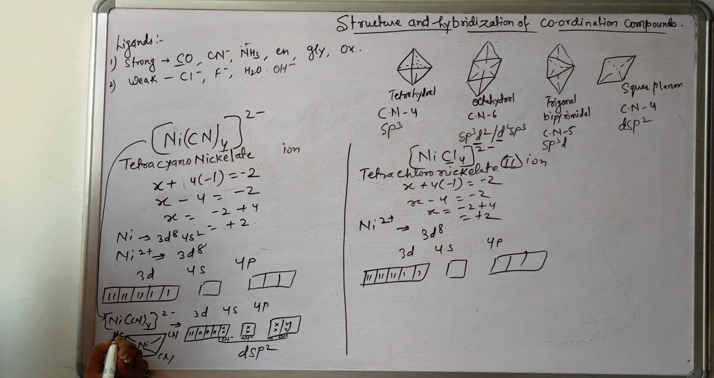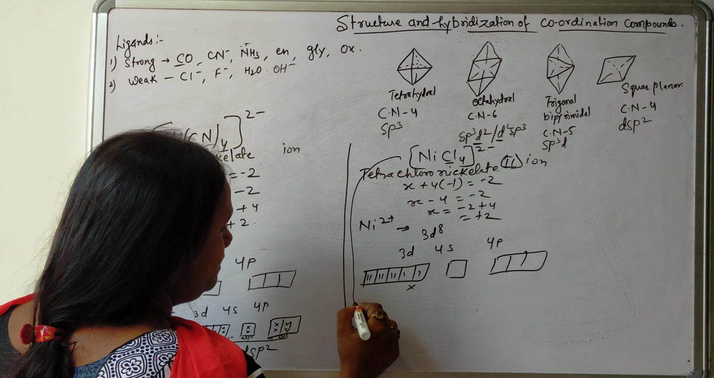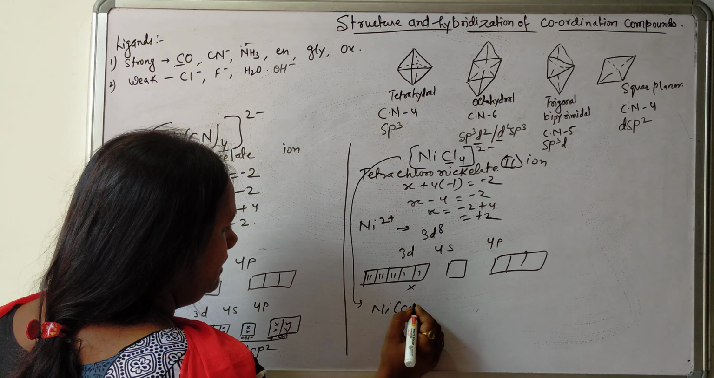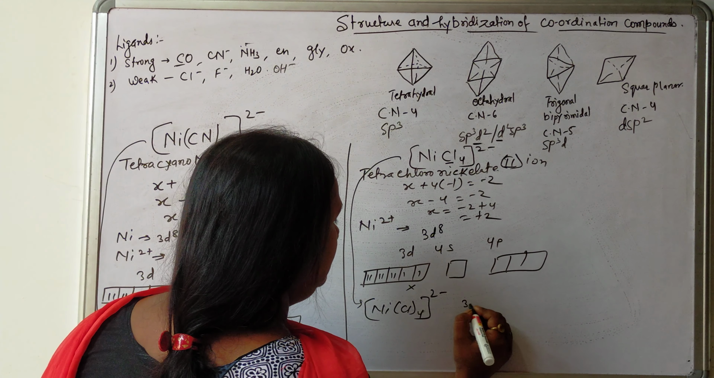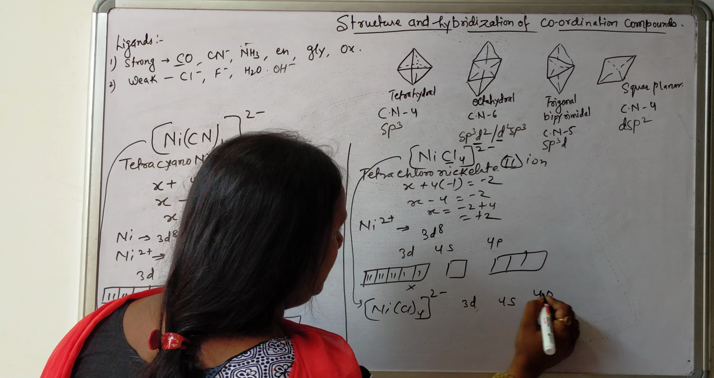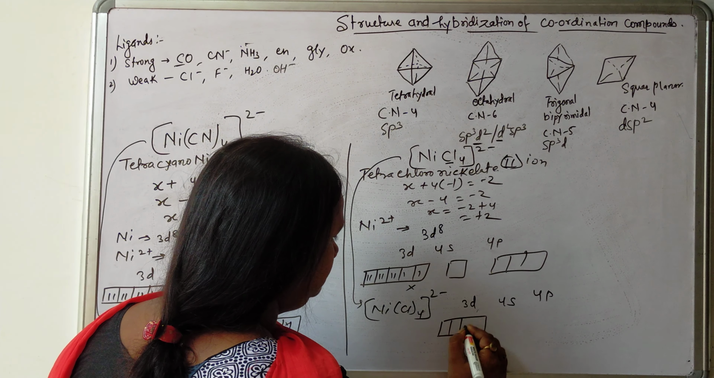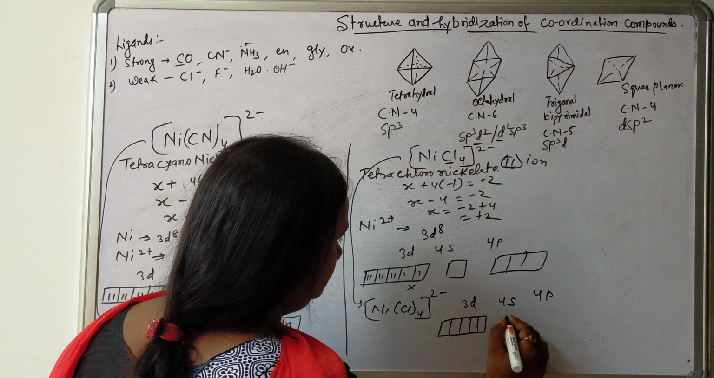Now let's see what's going on here. Here Cl is a weak ligand, and this weak ligand will not push the metal electrons to pair up against Hund's rule. So for the next hybridization, you have to write Ni(Cl)4 2-, then 3d 4s 4p. Same thing that we have to write here. 3d, 4s and 4p. Nothing will change here because of the weak ligand.